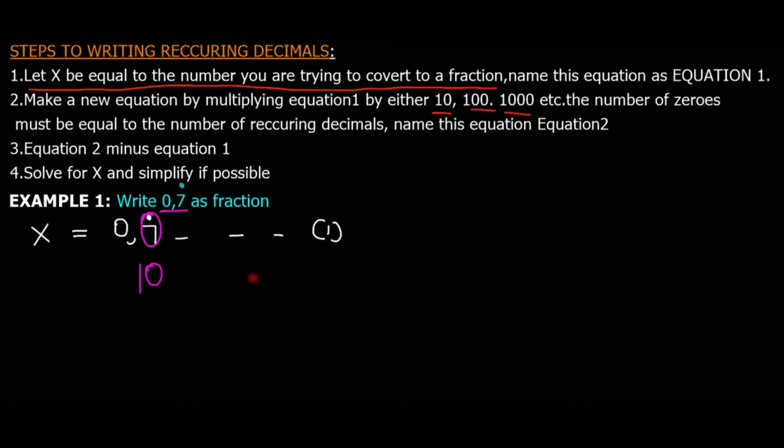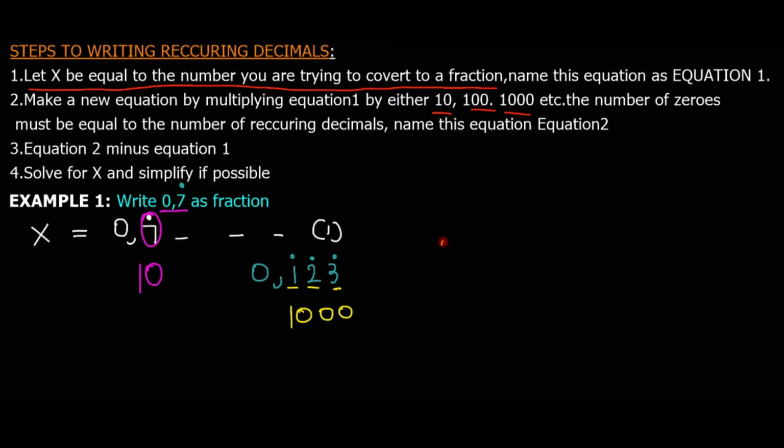But let's say maybe we have something like 0.123, which is a recurring decimal. We can see that after the decimal we have 3 numbers, which are 1, 2 and 3. This means we will have three 0s and then add 1, because the key thing is that we want the number of zeros to correspond to the numbers after the decimal.